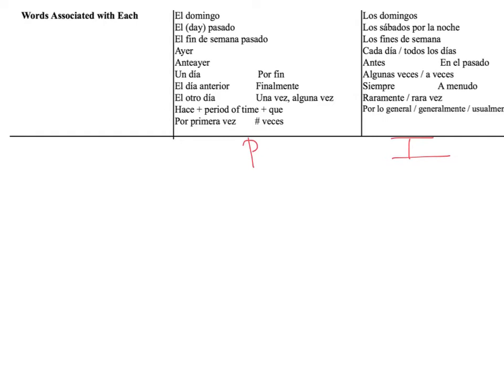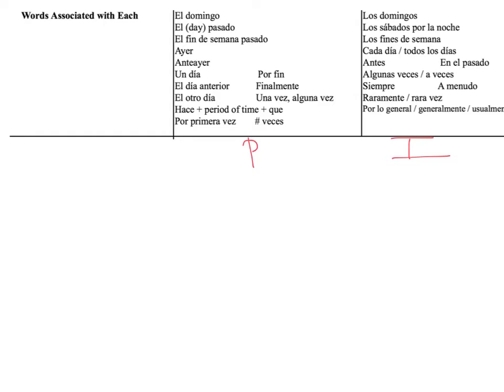This one day, again, a specific time. Una vez, this one time. Una vez, one time. Skipping all the way to the bottom, por primera vez, for the first time. We know when it happened, for the first time. And the number of veces. We talked about that in an earlier slide. Tres veces, dos veces. How many times something occurred.